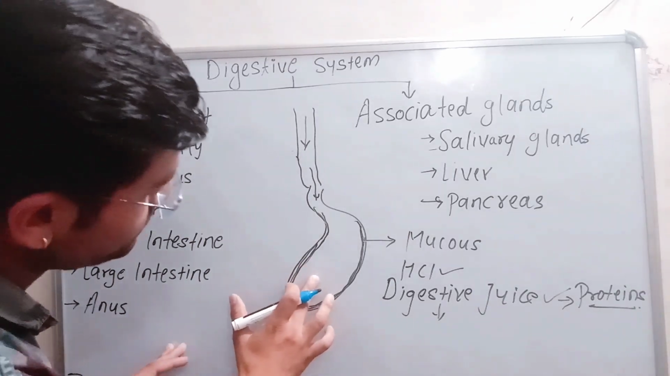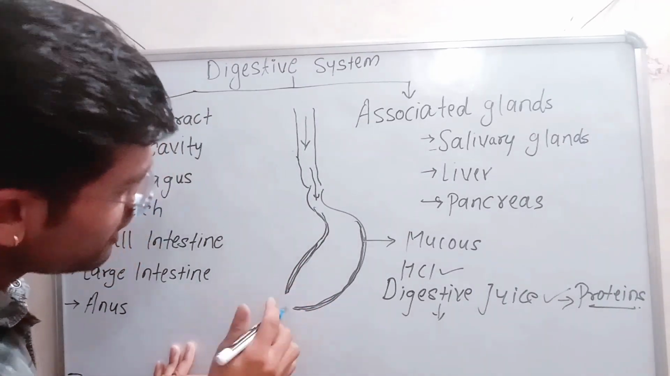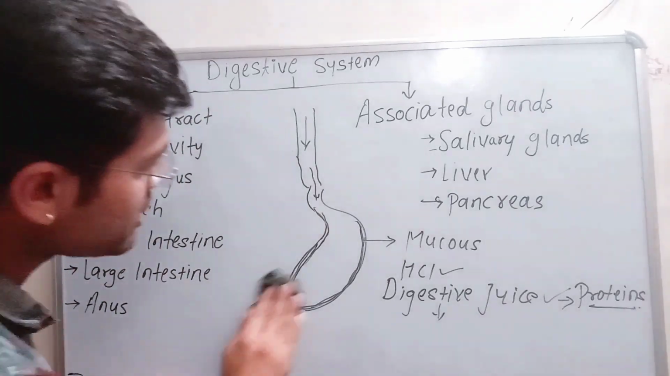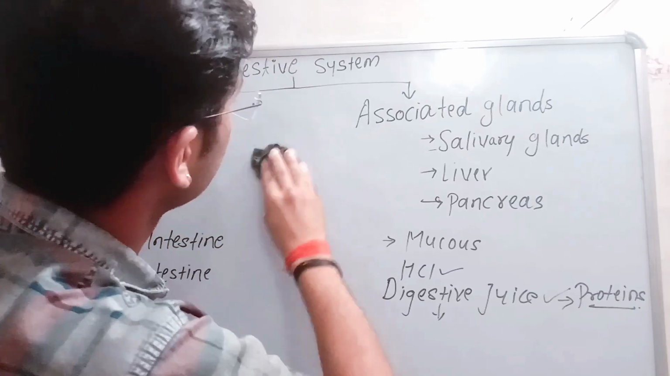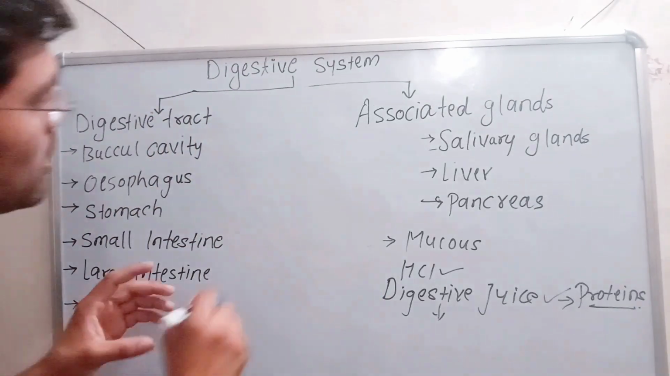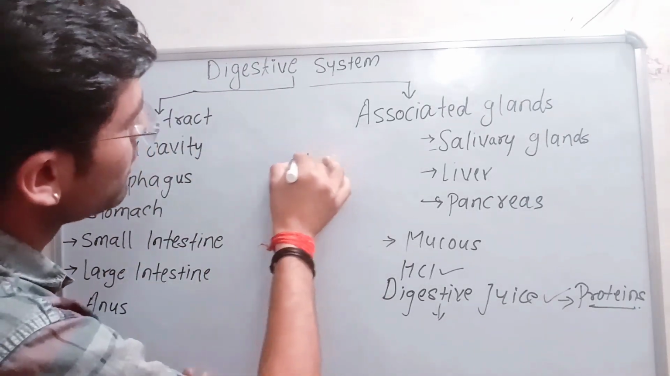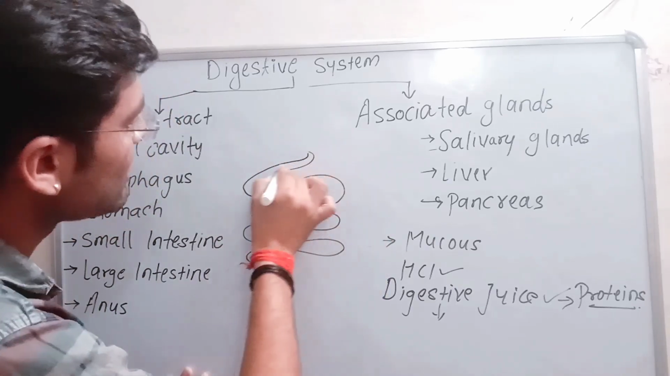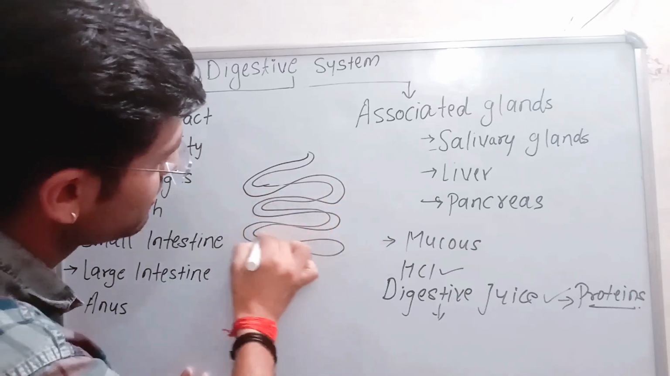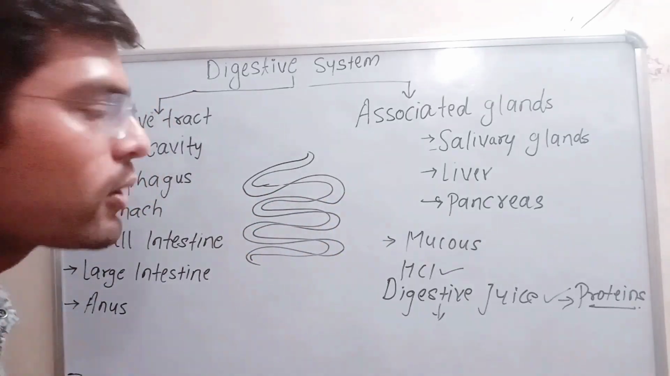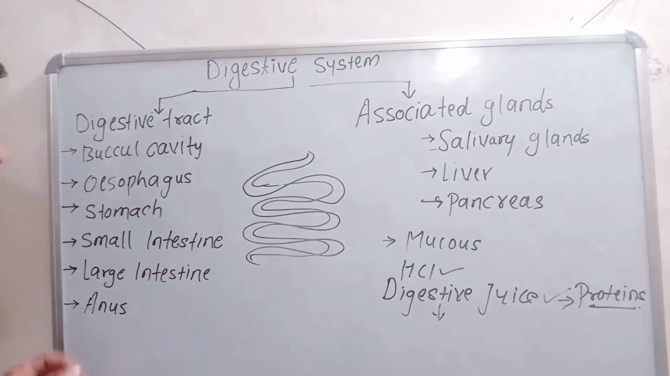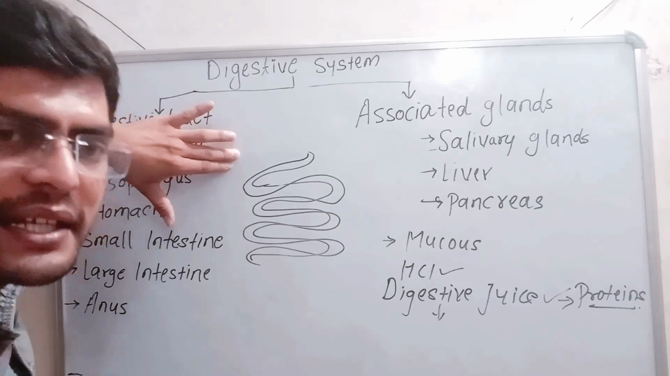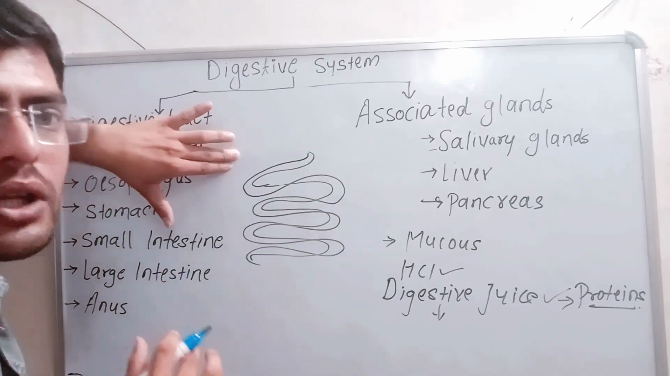Then what happens? The stomach joins to the small intestine. The small intestine is a highly coiled structure. In the small intestine there is a complete digestion of the food material that we are eating. It is completely digested in the small intestine.